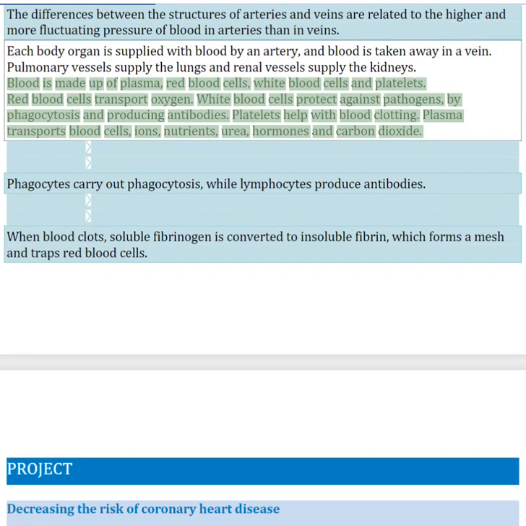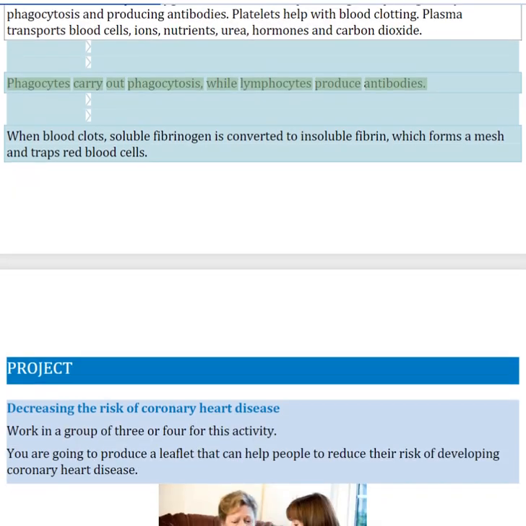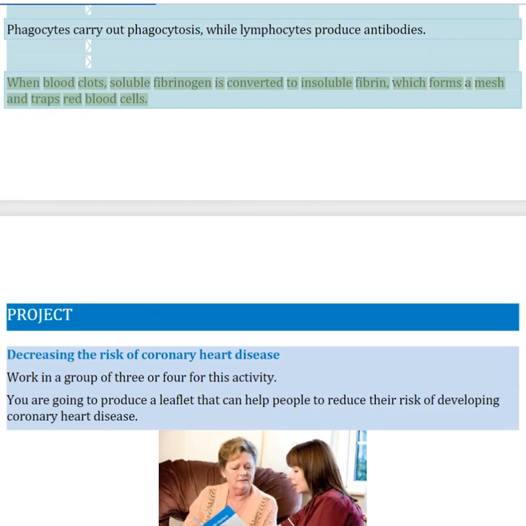Blood is made up of plasma, red blood cells, white blood cells and platelets. Red blood cells transport oxygen. White blood cells protect against pathogens by phagocytosis and producing antibodies. Platelets help with blood clotting. Plasma transports blood cells, ions, nutrients, urea, hormones and carbon dioxide. Phagocytes carry out phagocytosis, while lymphocytes produce antibodies. When blood clots, soluble fibrinogen is converted to insoluble fibrin, which forms a mesh and traps red blood cells.